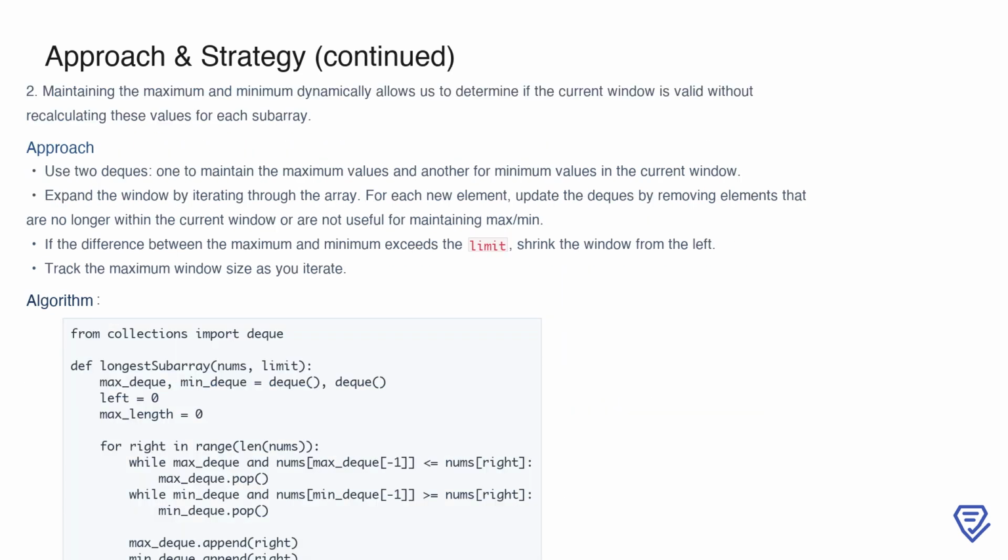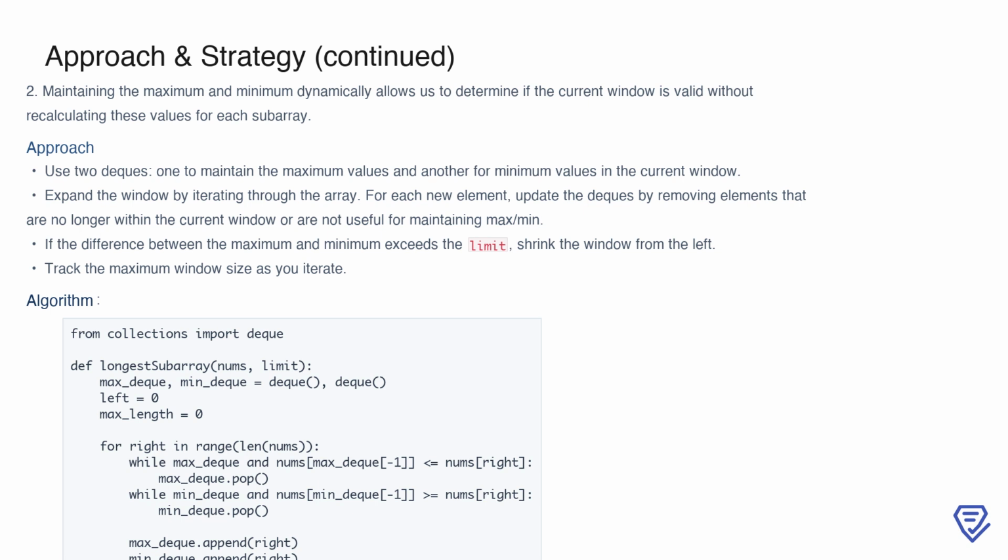To optimize this, we turn to the sliding window technique, which is particularly well suited for problems involving subarray length constraints. The key insight here is that we only need to maintain a valid window where the absolute difference between the maximum and minimum values is less than or equal to the given limit.